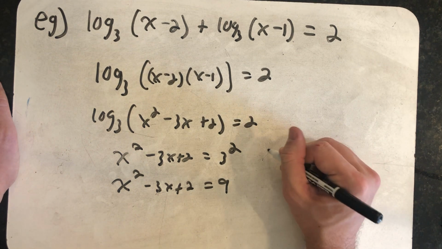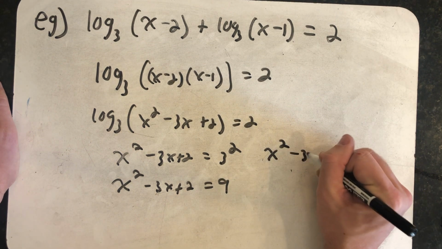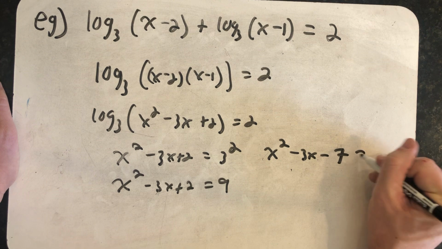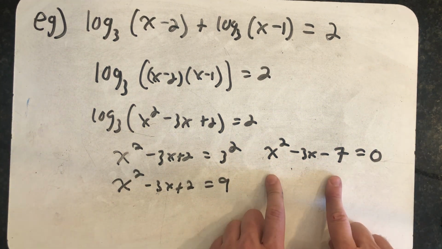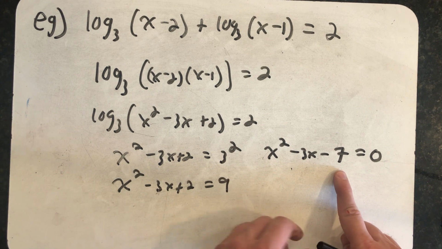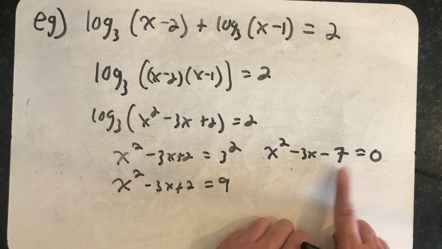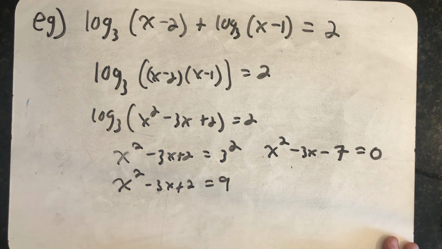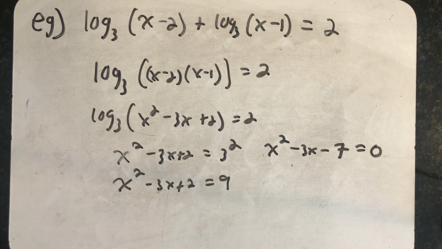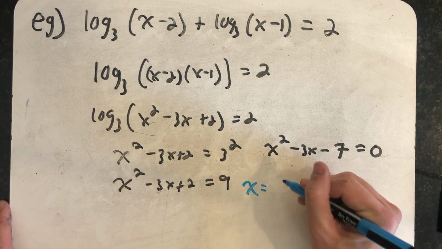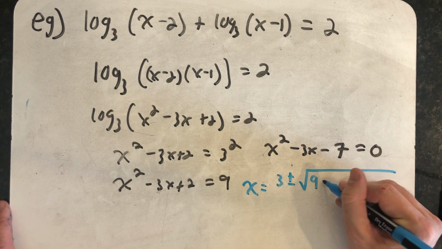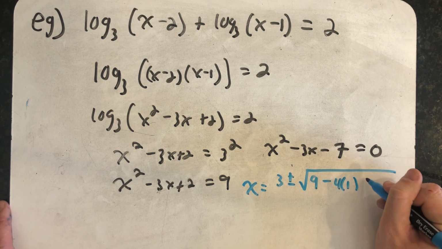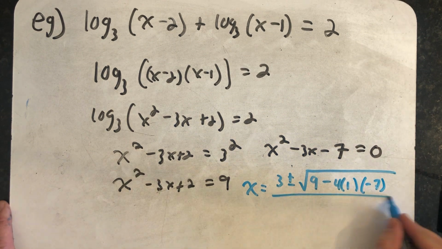Take 9 away from both sides and we get the quadratic equation x squared minus 3x minus 7 is equal to 0. And just under a quick inspection, I don't think this is going to solve very nicely by factoring, right? Because there's nothing that multiplies together to give me 7 that adds up or subtracts to give me 3. So I think I'll need to use the quadratic formula here. x is equal to the opposite of b plus or minus the square root of b squared minus 4 times a times c all over 2a.